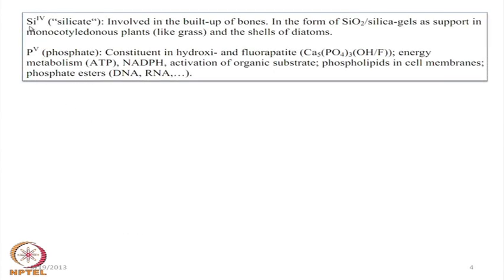Then some main group elements like silica, as silicates, are responsible for building up bones, then silica gels and silica support in different grasses and plants, and in the cells of diatoms. Then phosphorus, as we have seen just now, along with calcium, is also an important constituent for the generation of the fluorapatite system for the dental enamel, and then the formation of adenosine triphosphates also.